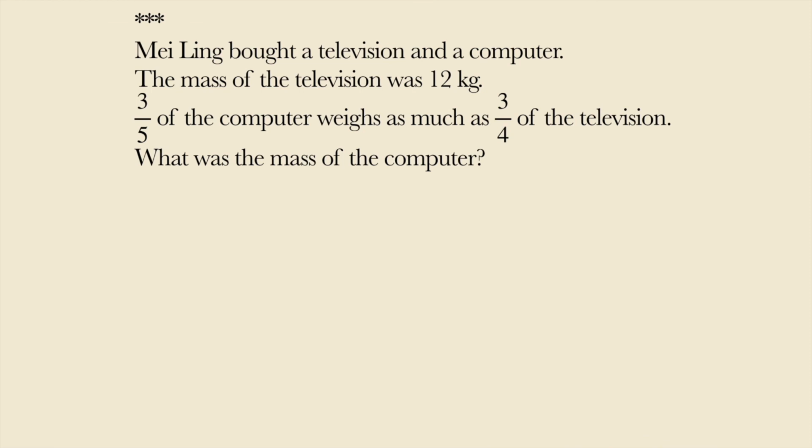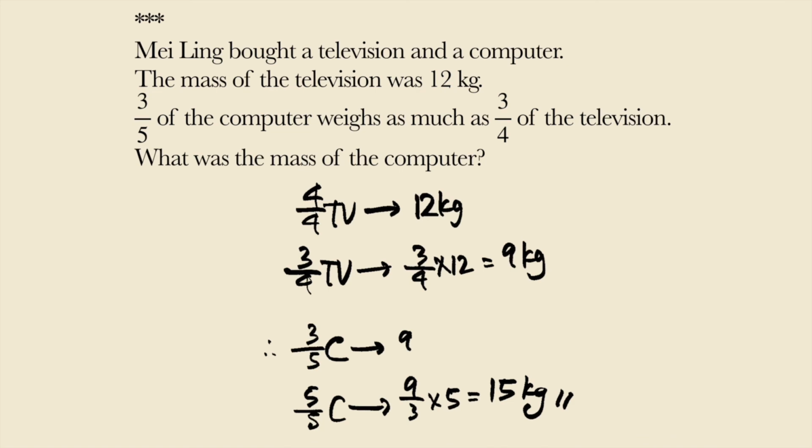Mei Ling bought a TV and a computer. The mass of the TV was 12 kilograms. 3/5 of the computer weighs as much as 3/4 of the television. So we are going to multiply. What is 3/4 of this? Okay, the TV was 12 kg. 3/4 of the TV, we're going to multiply, that's 9 kilograms. And we are told that 3/5 of the computer's mass is equal to this number here, 9 kg. You can find 1 unit, you just divide by 3. Then find 5 units, you just multiply by 5. You should still come to the same answer, 15 kilograms.